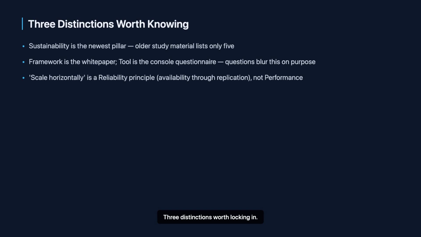3 distinctions worth locking in. First, there are 6 pillars, not 5. Sustainability was added in late 2021, and a lot of older study material still lists only 5. So if a question asks how many pillars there are, the answer is 6. Second, the framework is the white paper, the set of design principles you read. The Well-Architected tool is the console questionnaire you run against a specific workload. Same name, different things, and scenario questions often swap the two to see whether you know the difference. And third, scale horizontally is a reliability principle because it's about availability through replication, not raw throughput. Performance efficiency is about picking the right resource type. Reliability is about surviving when one of those resources dies.